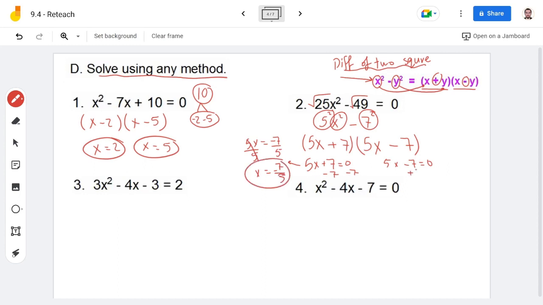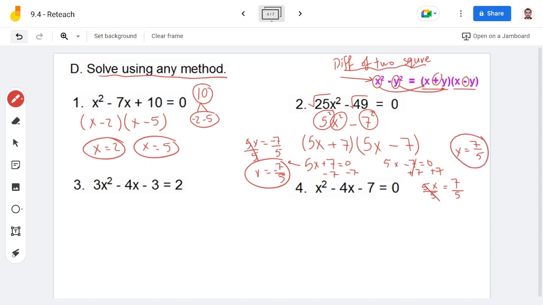Now this one here, plus 7 on both sides. So now 5x equals 7, divide by 5, divide by 5. So now x is equal to 7 over 5. Okay, so this is the last one.